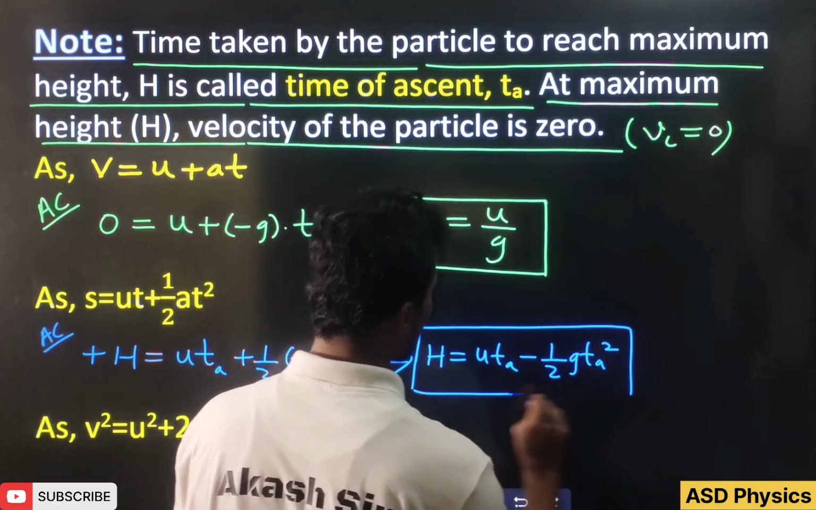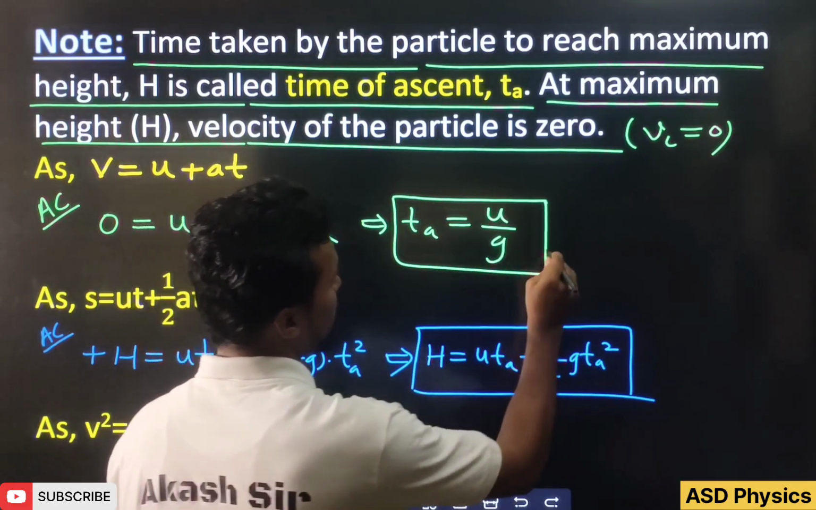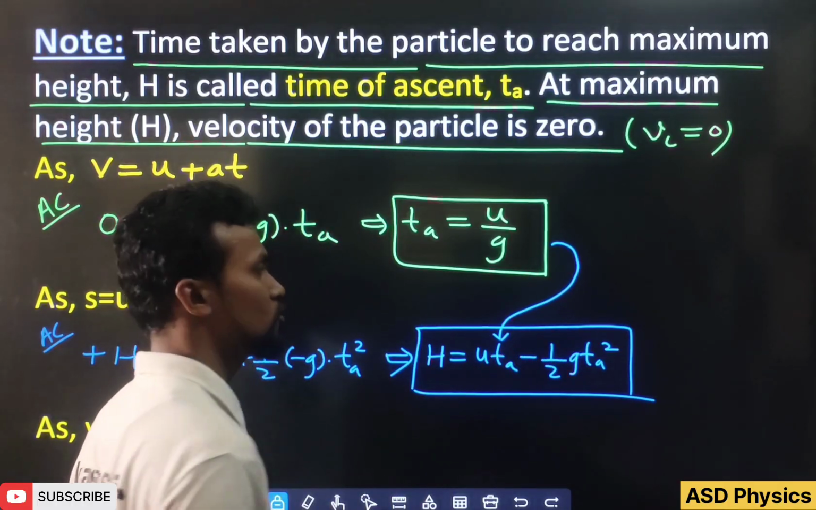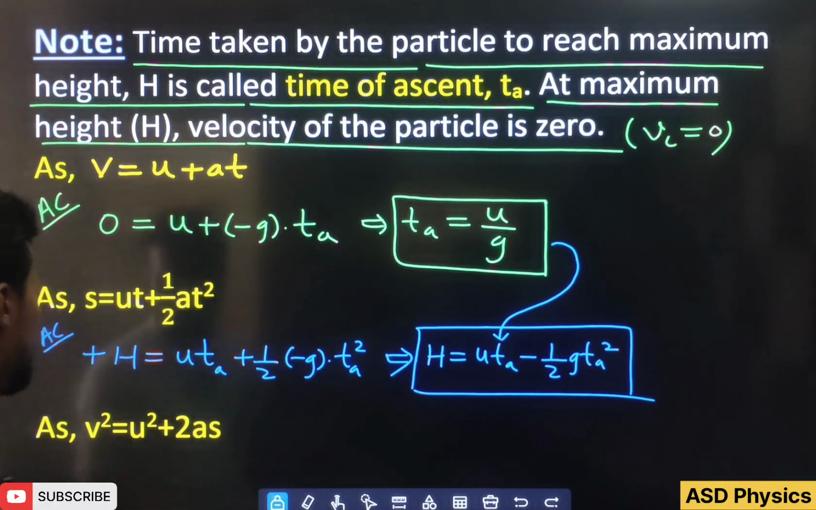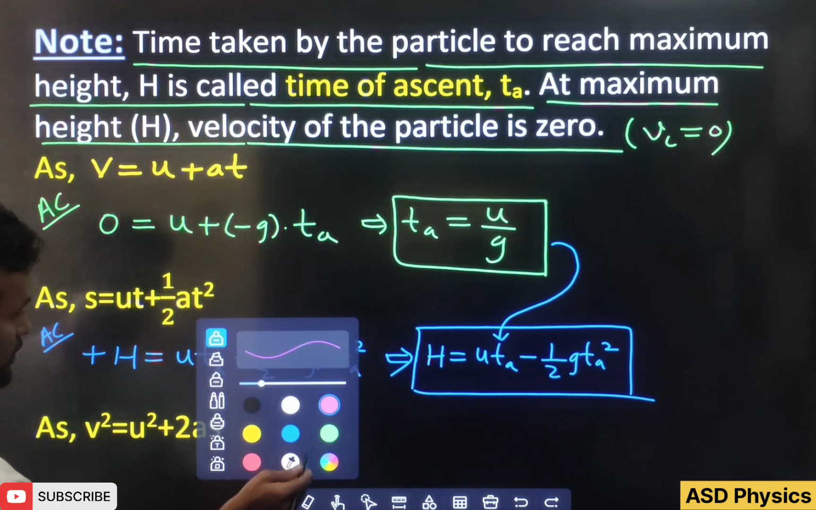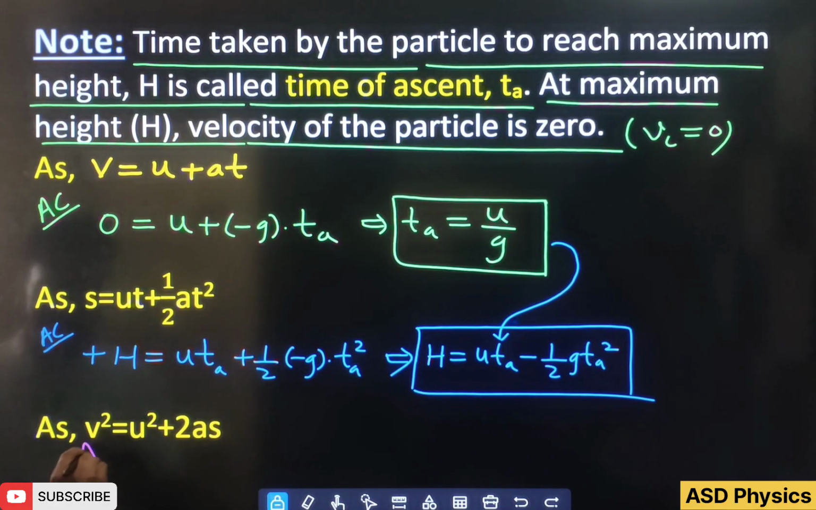Even the Ta value you can put from here to here, and you can get the desired equation that we can also get by the third equation of motion. How can we get it by the third equation of motion? See here, how we are going to do it. Again, if I use this equation from A to C, what will this become?